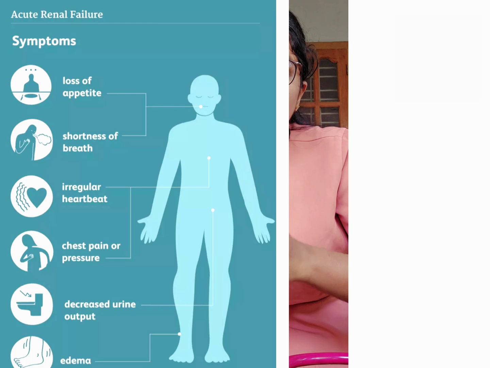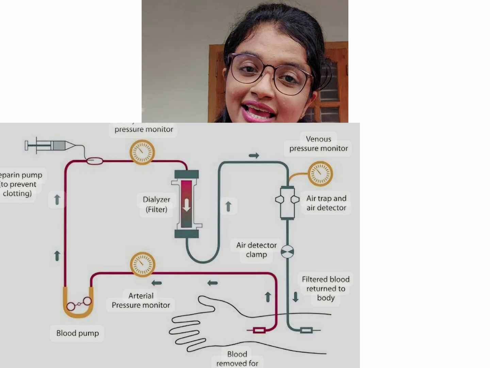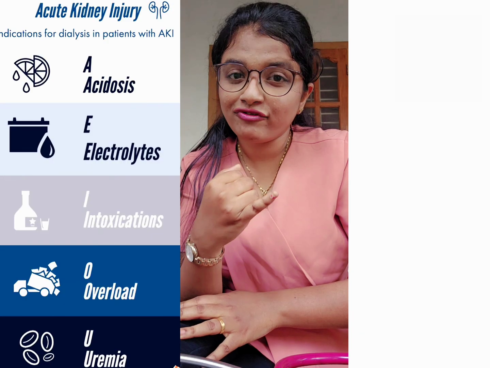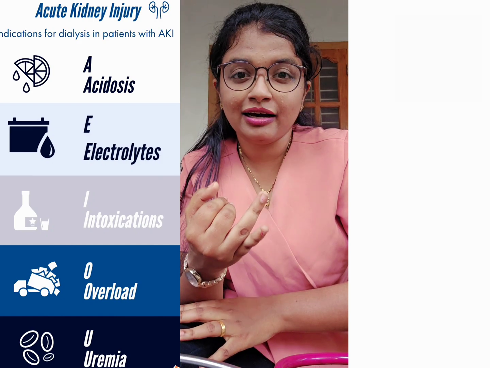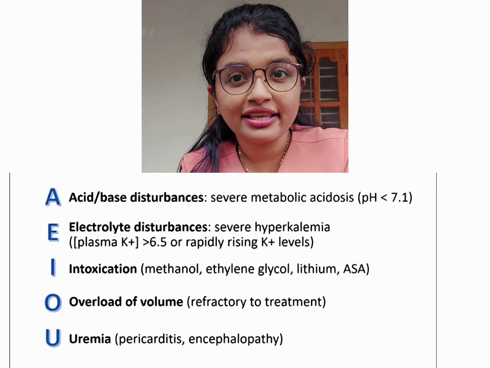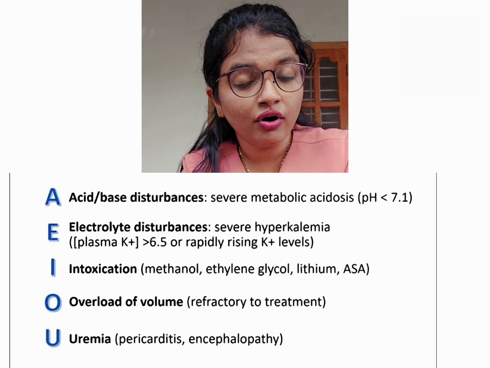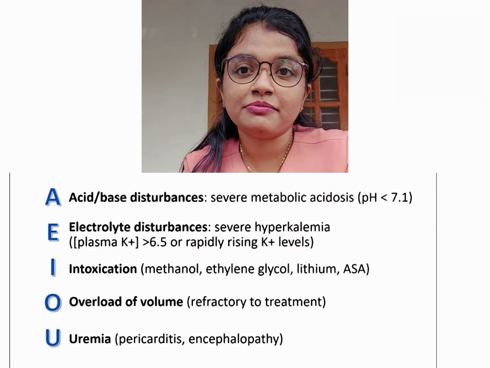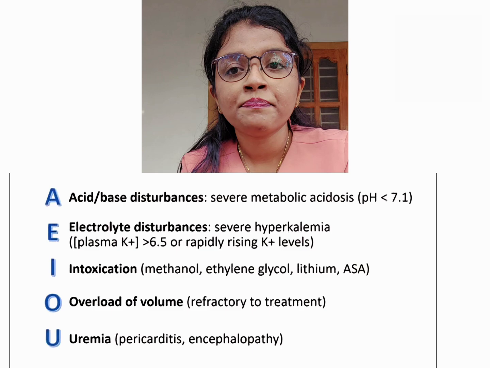Another important topic you will come across while reading this ARF is indications for dialysis. Dialysis indications can be remembered easily by a mnemonic A, E, I, O, U. A for acidemia, E for electrolyte imbalance like an elevated potassium level. I for intoxication of drugs or an overdose of drugs. O for overload of fluid like a congestive heart failure. U for uremic symptoms. These uremic symptoms include encephalopathy, pericarditis and all.